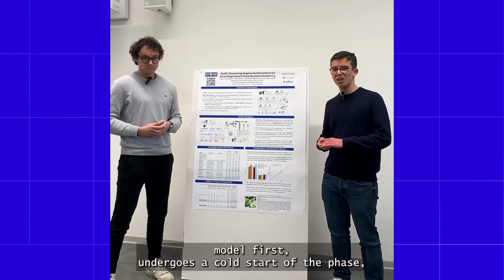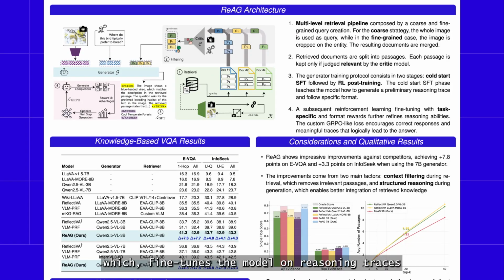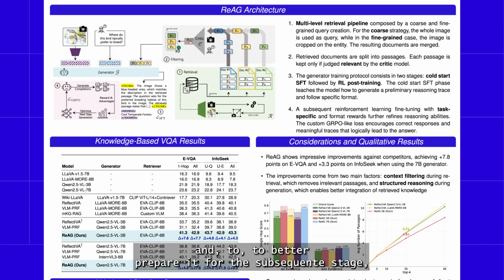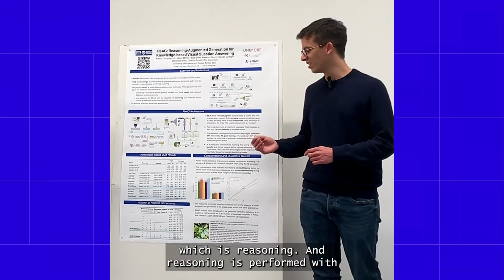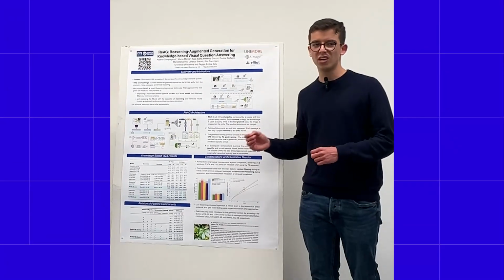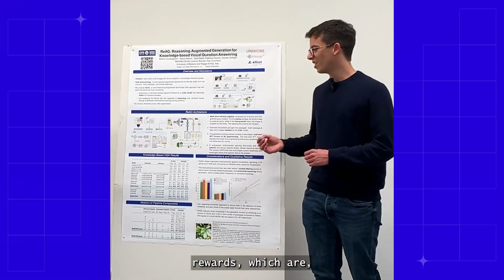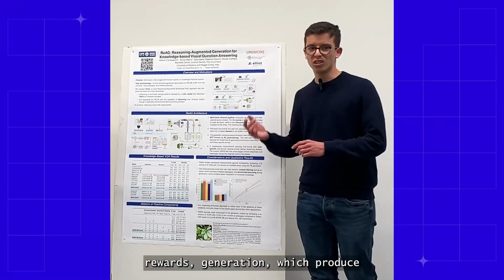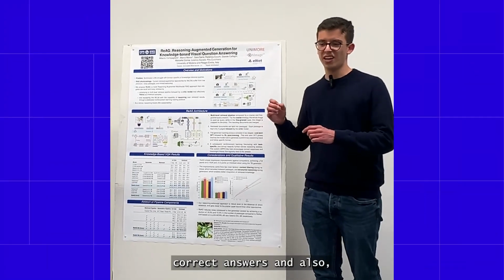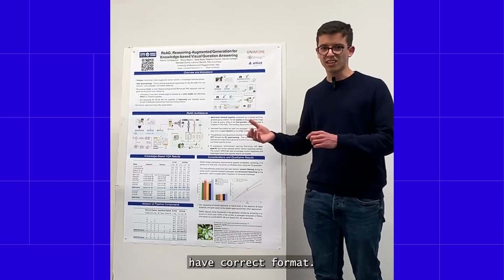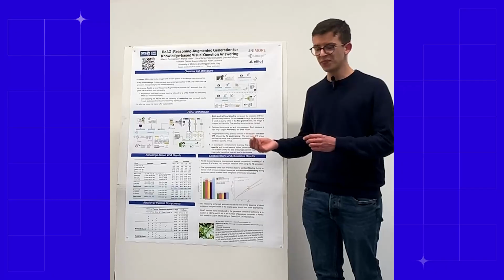The generator model first undergoes a cold start phase, which fine-tunes the model on reasoning traces, and to better prepare for the subsequent stage, which is reinforcement learning. And this is performed with a GRPO style loss and a task-specific reward, which rewards generations which produce correct answers, and also have a correct format. So they produce first a reasoning trace and then a final answer.